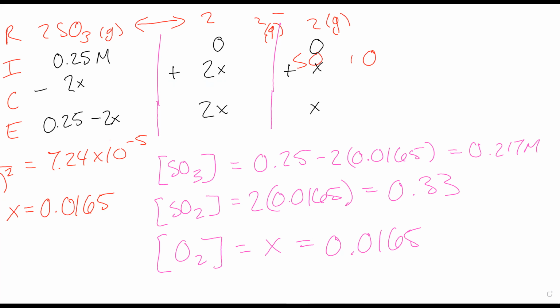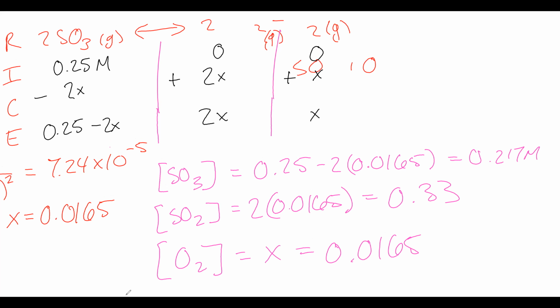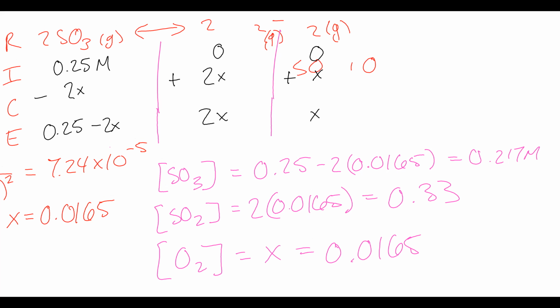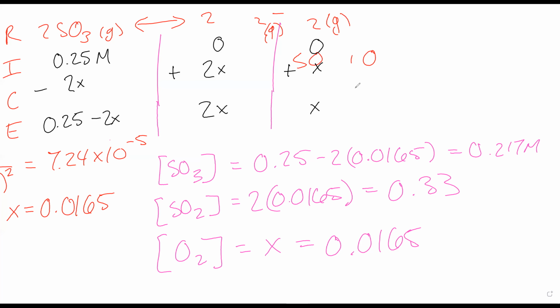Yeah, how did you find X? I know that you're supposed to plug in everything into the equation, but I don't know how to get X to the other side to equal 0.165.